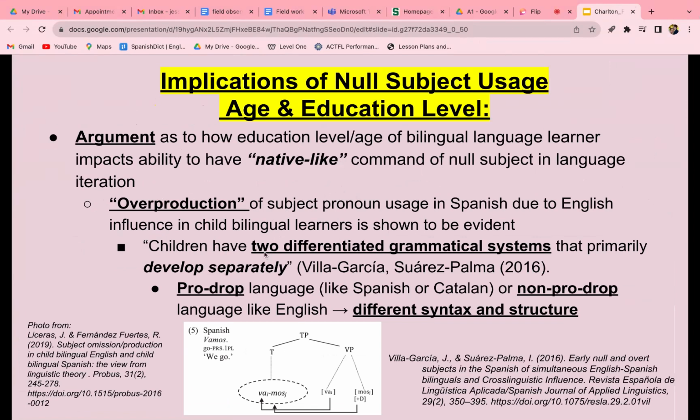And this goes into play with the fact that children do have two differentiated grammatical systems that develop separately, as well as the Spanish language being a pro-drop language, whereas the English language is a non-pro-drop. So both languages have different syntax and different structure, and when they're utilized together, at times things of this nature come to happen.